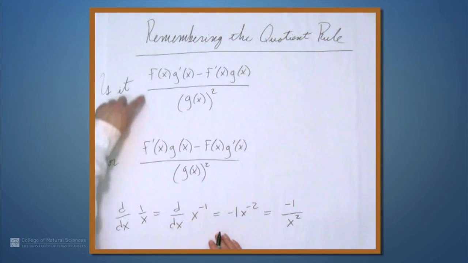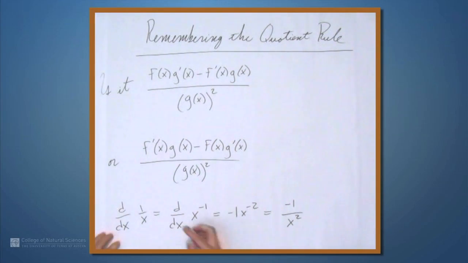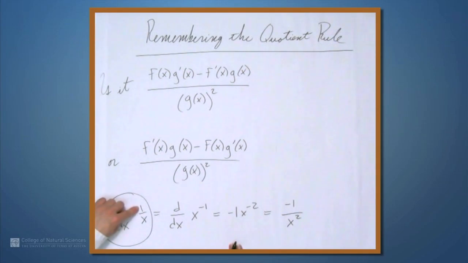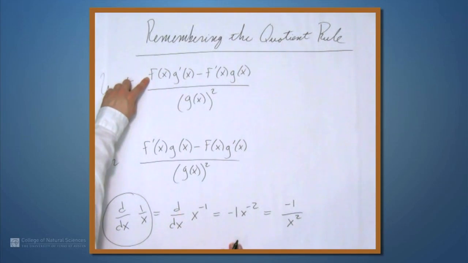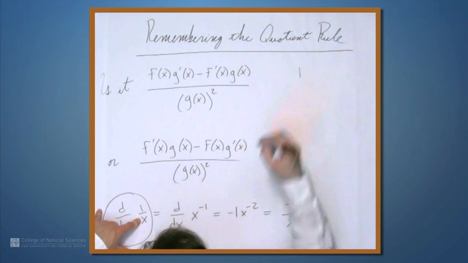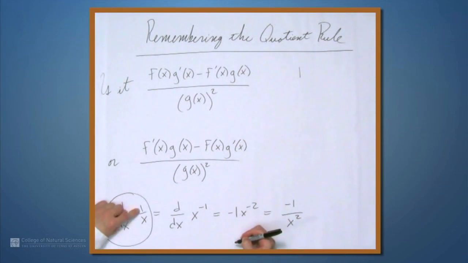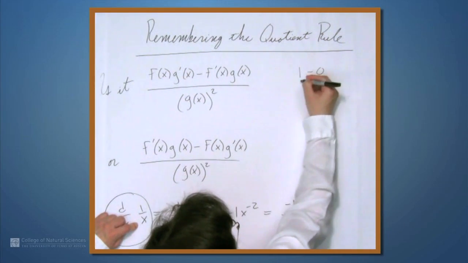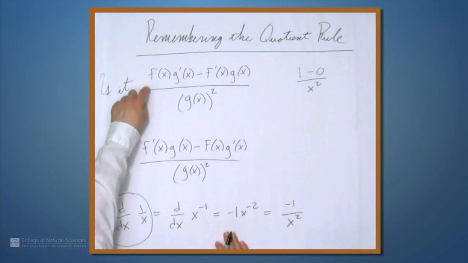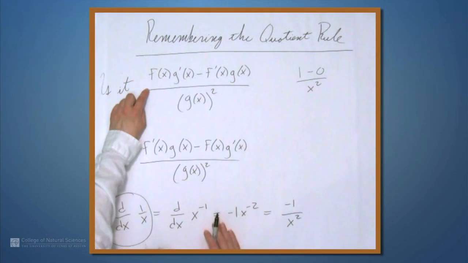Now, let's figure out what each of these formulas would give us for this. So the numerator is 1, the denominator is x. Here, this is 1, f of x, times the derivative of x, which is just 1, minus f prime, the derivative of 1 is 0, times x. So 1 minus 0 over x squared. In fact, we don't even need to do anything else. So we just verify that this isn't it, because this gives us a positive 1 in the numerator.